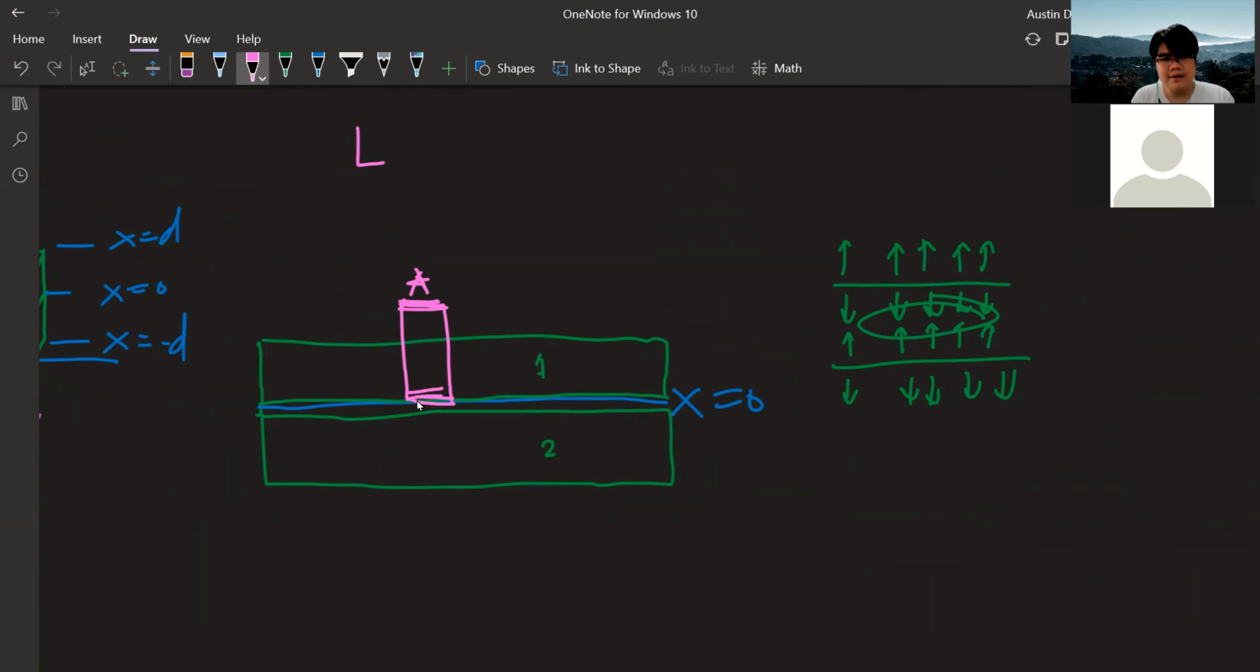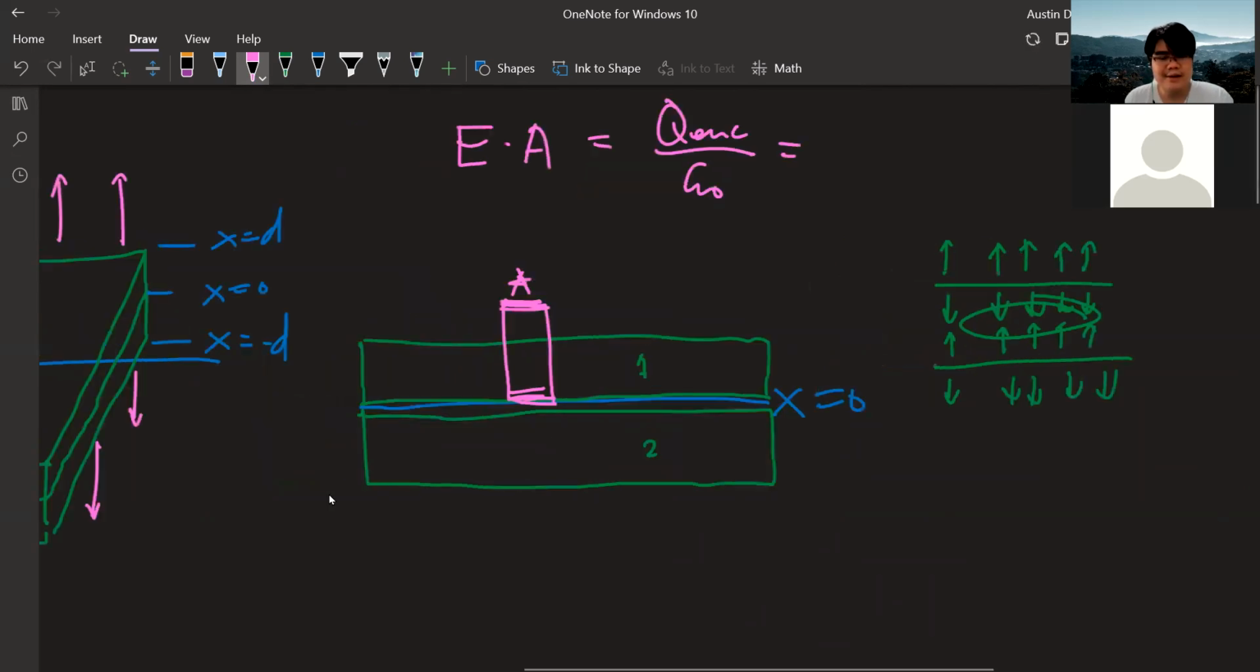Okay, so E, ilang A yung maapektuhan ng field? Isa lang? Okay, kasi yung bottom part nga natin, 0 yan. So yung top part lang yung importante. Okay, and then Q enclosed over epsilon naught. But what is Q enclosed for this case?